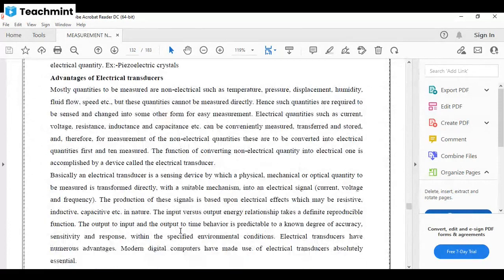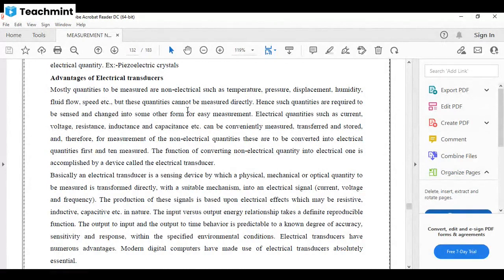And last one is the advantages of electrical transducers. Mostly the quantities we measure are non-electrical quantities, such as temperature, pressure, displacement, humidity, fluid flow, and speed. All are non-electrical quantities, but we can easily measure them using a transducer, sensor, or some measuring instrument.